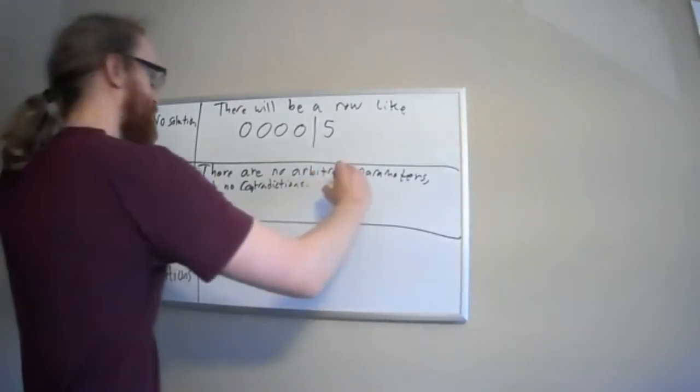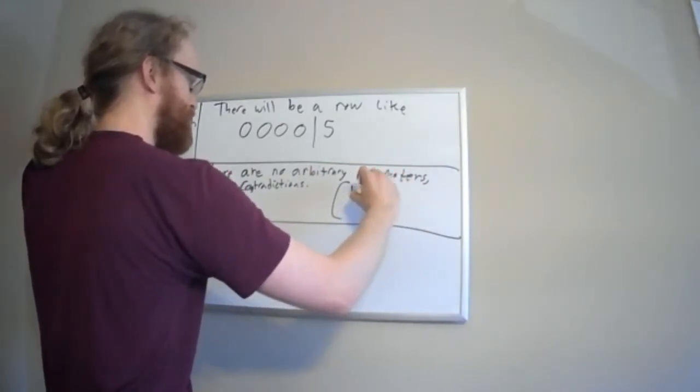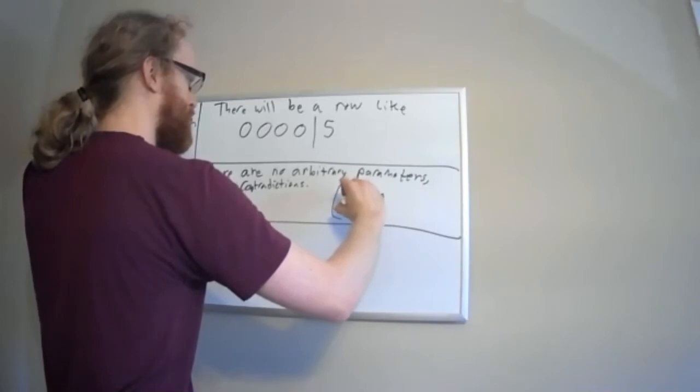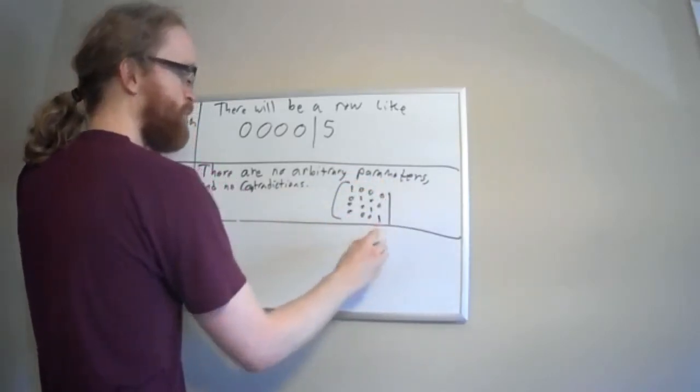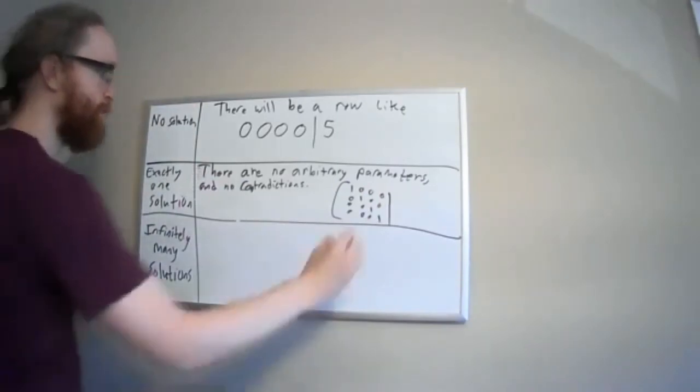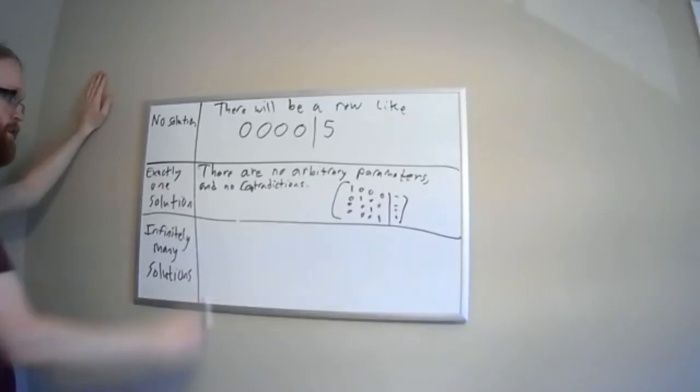A lot of the times, it'll look like you'll have ones going down diagonally and then zeros everywhere else. You might have to be careful. There could be extra rows of zeros down below or something, but anyway, who knows what over here. So just keep this in mind.